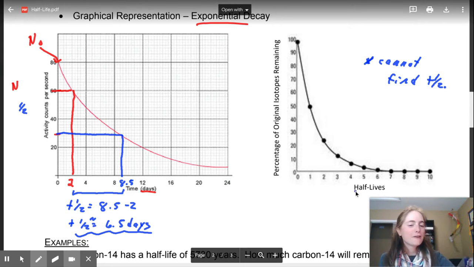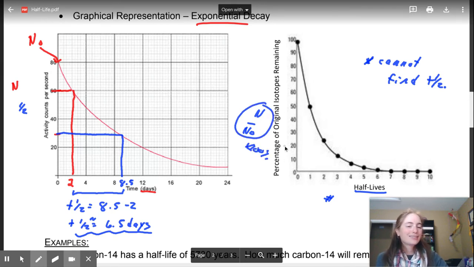The answer is because notice here, this is the number of half-lives. After 1 half-life, 50% is going to be gone. This is some variety of N, but it's percentage of original isotope remaining. So it's kind of a measure of N, but it's actually N over N0, or that times 100. We'll notice we've got 100% remaining and then 50% remaining after 1 half-life.